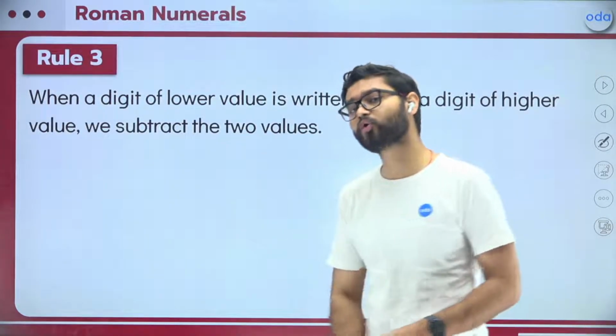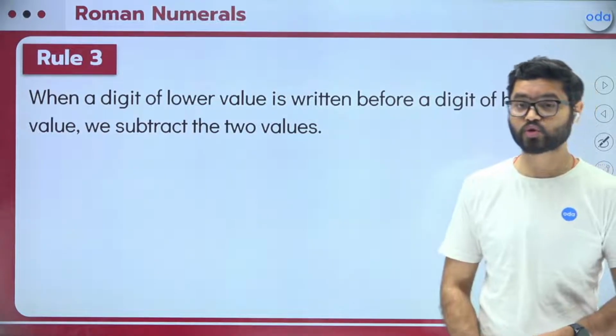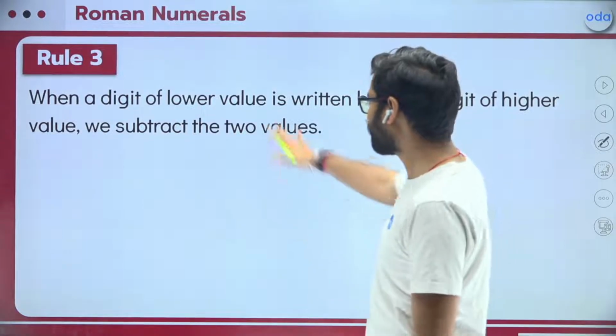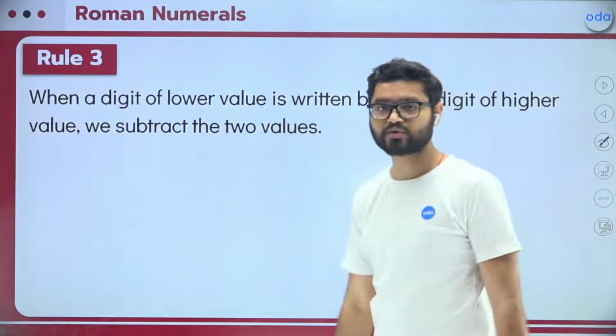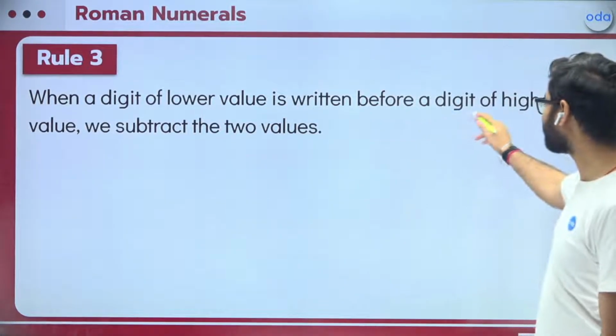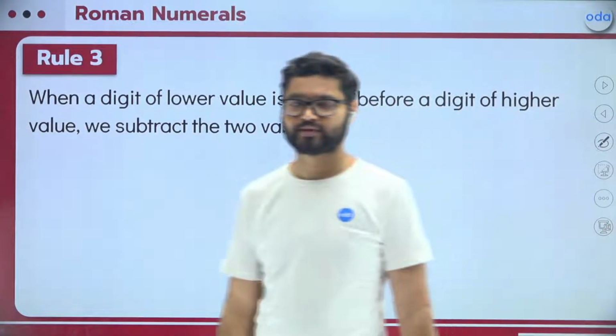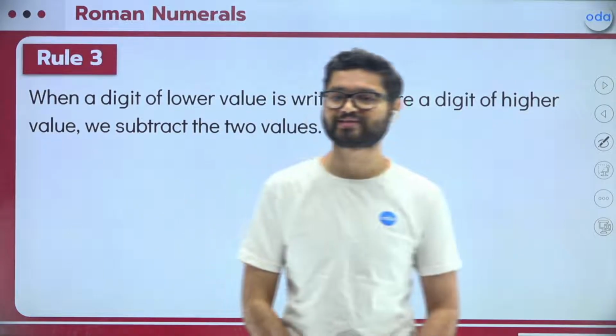Let me give you a quick recap. If anyone was not present in the previous session, let's have a quick recap. When a digit of lower value is written before a digit of higher value, we subtract the two values. Let me explain what I meant when I say this.